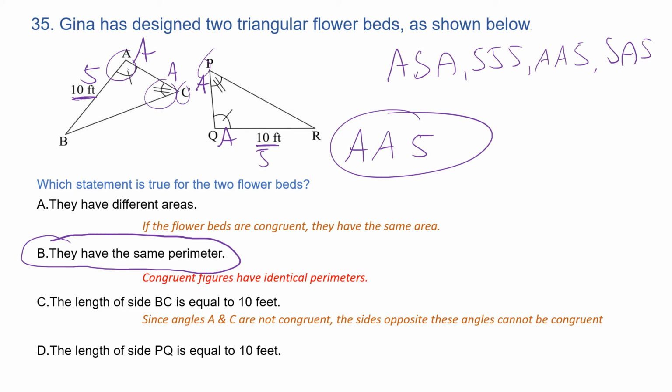And if we look at D, the length of side PQ is equal to 10 feet. This is just not enough information to determine this. This is PQ, not enough information. I always look through all of my answer choices just to make sure I pick the correct one, double checking my work here. So these triangles are congruent by angle, angle, side, so they would have the same perimeter.